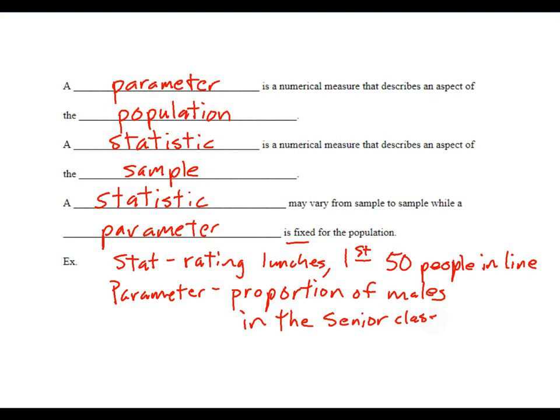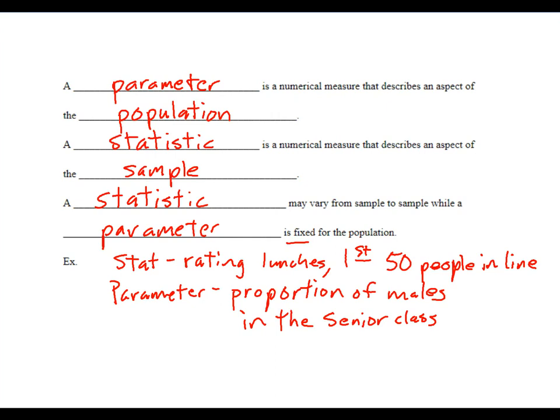That's probably something that no matter how we take the data, we could get something really close to what it actually is. So that would probably be a parameter. And no matter how many times we try to calculate the parameter, it would be the same. Whereas the statistic, if we ask the first 50 people in line on one day and a different 50 people on another, that might change a lot. So that's the difference between a statistic and a parameter.